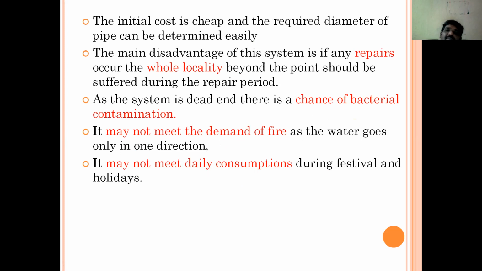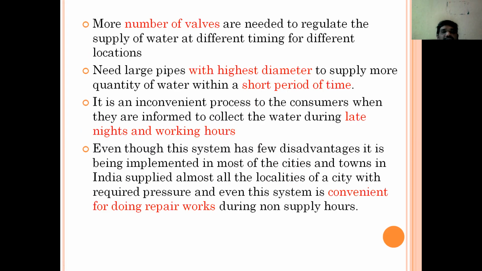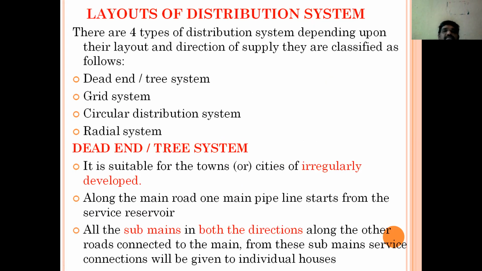And it may not meet the demand of fire as the water goes only in one direction, and it may not meet the daily consumption during festivals and holidays. This is about the dead end system.